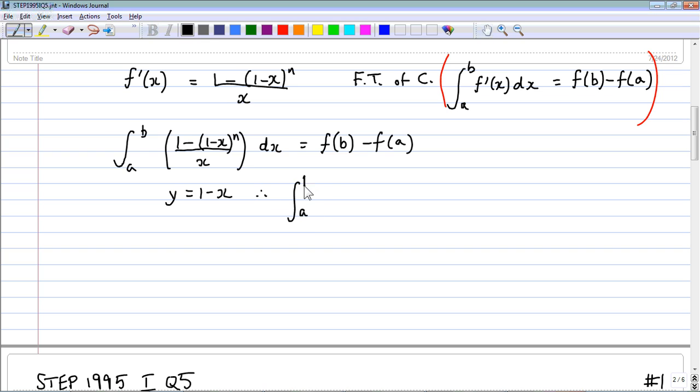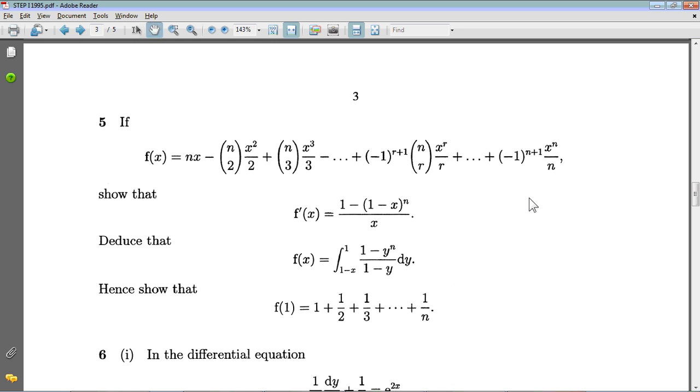Integral from a to b, 1 minus y to the power n over 1 minus y as required. Now dx, be careful, because dy by dx is not 1, it's minus 1, isn't it? So this is actually minus dy, and then we've still got fb minus fa. And now we look at the question and we see the form that we're looking for is one with limits between 1 minus x and 1.